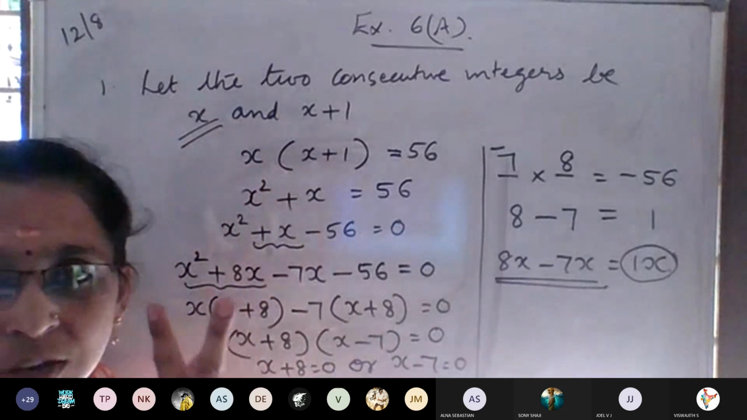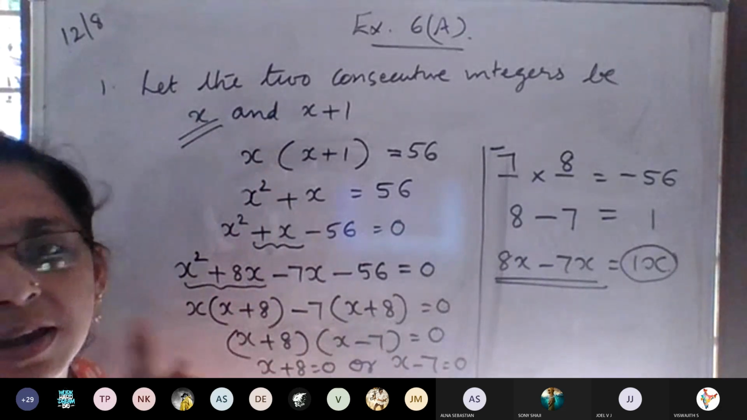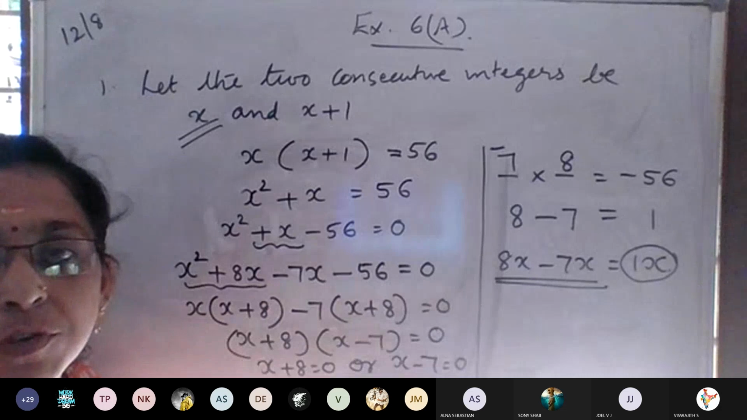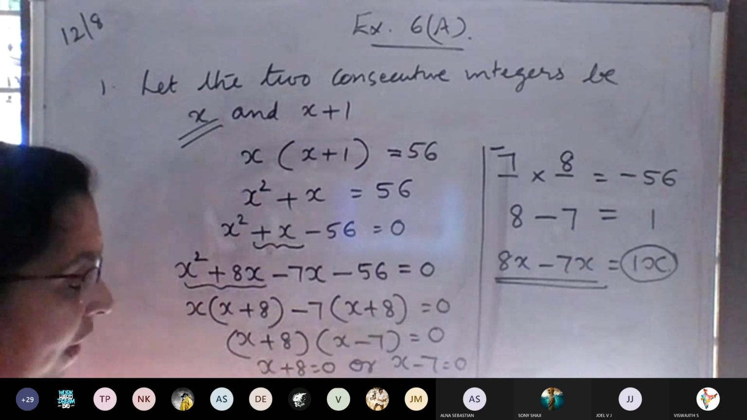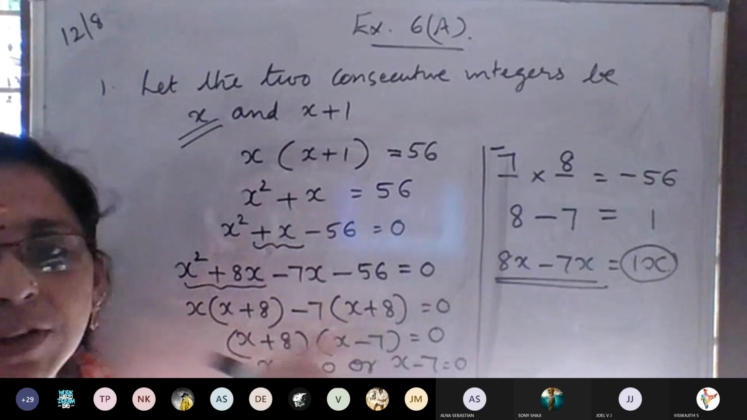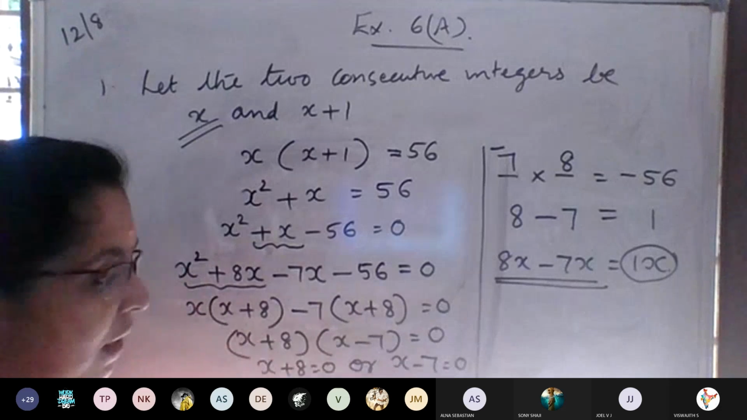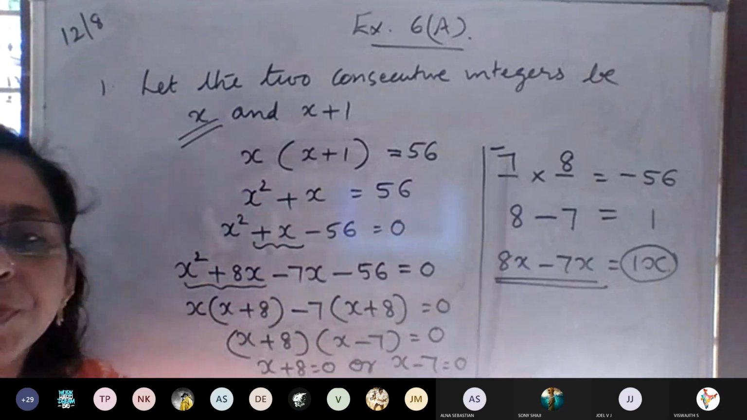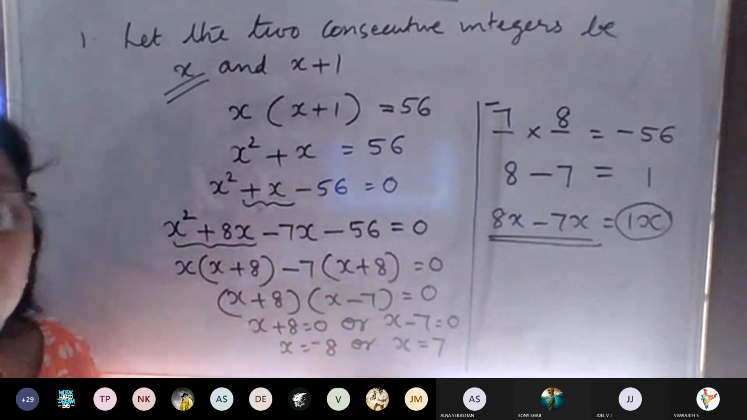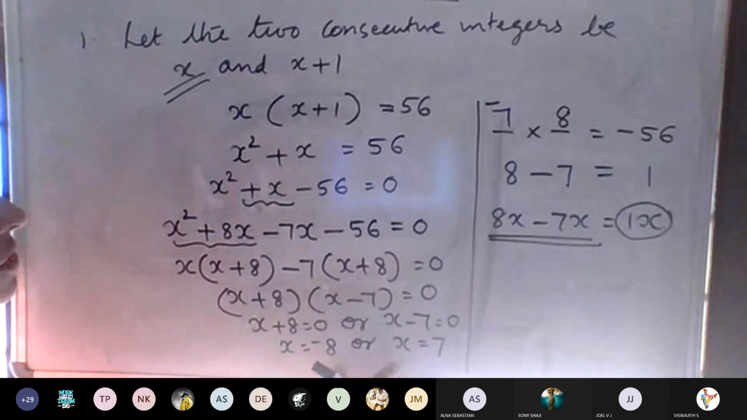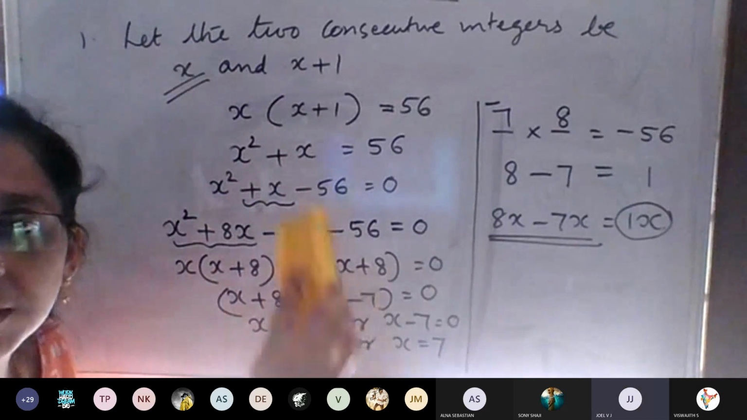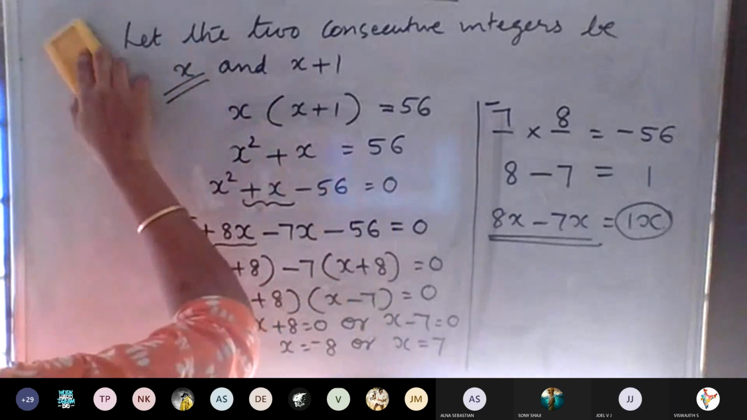We assumed two consecutive integers as x and x plus 1, so we have to find the values of those. If x is equal to -8, what will be x plus 1? If x is equal to 7, what will be x plus 1? That we have to find out. Up to this understood, no?